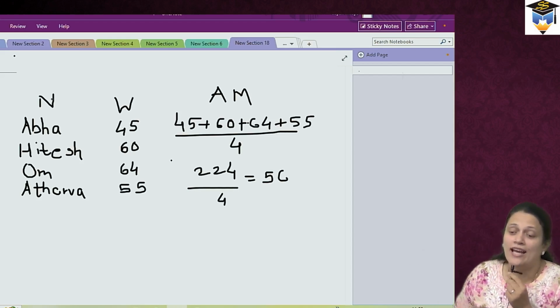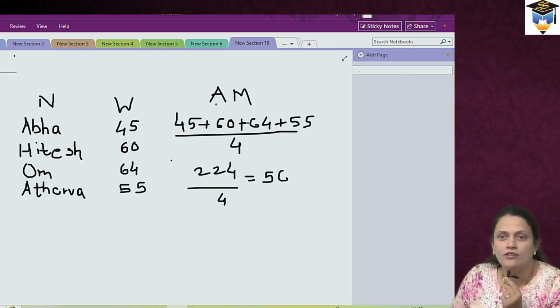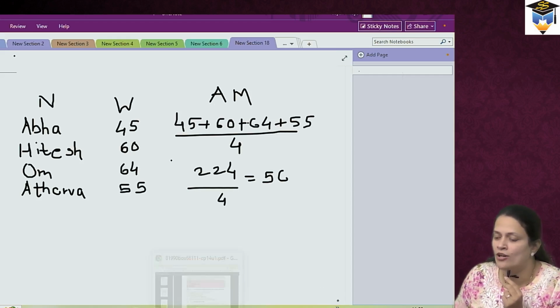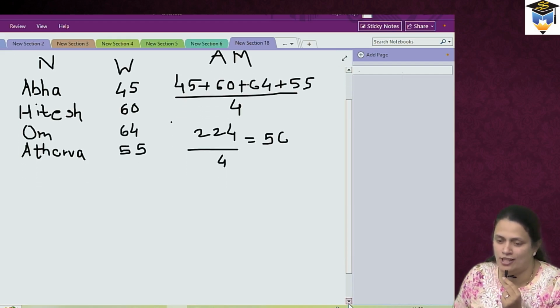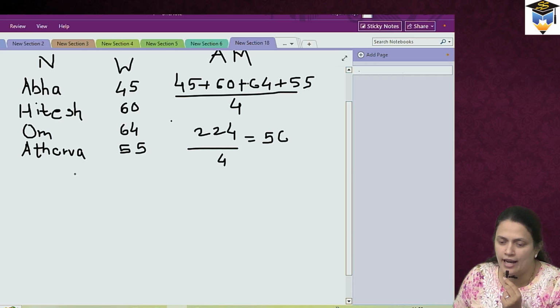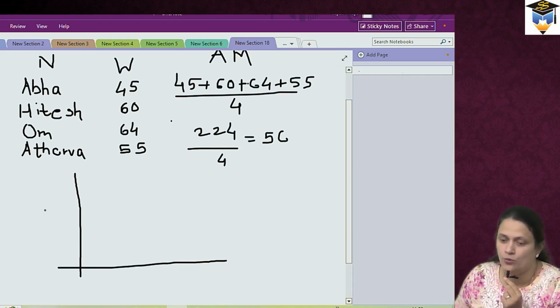Okay, now the arithmetic mean that we have found out is the sum of all the weights divided by the total number of observations. So now what is the meaning of central tendency? Let us check that. Suppose on a graph, I am going to mark the weights. On the y-axis, weights are marked, and on the x-axis, the names of the students.